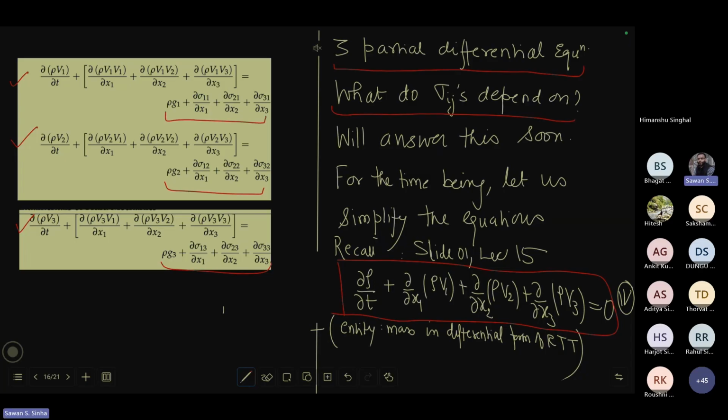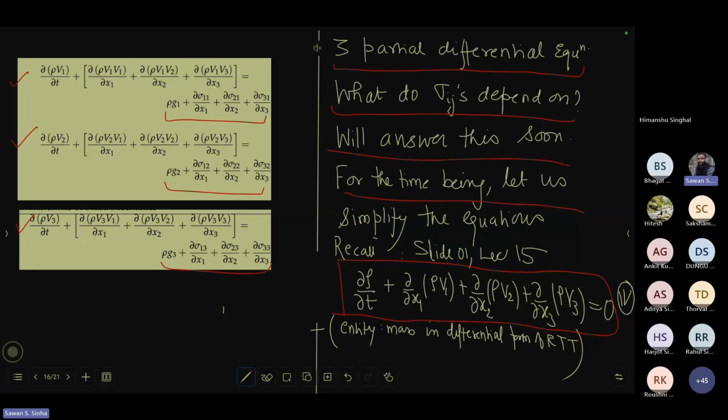That question needs to be answered sooner or later. What is the relationship of sigma with the velocity field, if at all there is any relationship? We'll answer these questions soon. For the time being, I want to simplify. I'll take 5 more minutes.